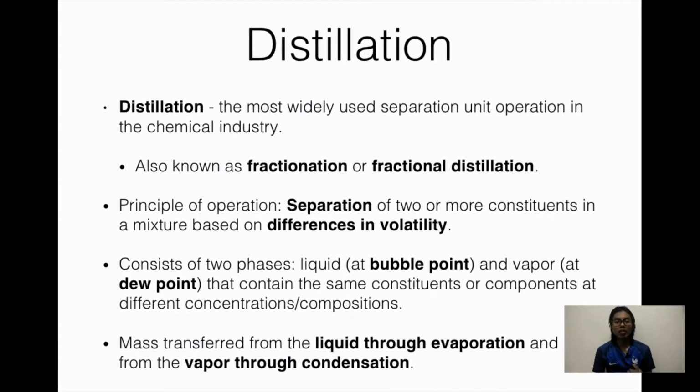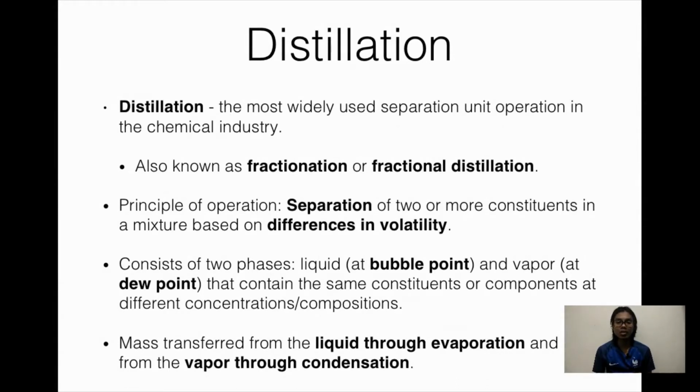In industrial process, mass transfer operation includes separation of chemical components in distillation column. What is distillation? Distillation unit operation is the most widely used separation unit operation in the chemical industry. It is also known as fractional distillation, and its principle of operation is a separation of two or more constituents in a mixture that is based on difference in volatility.